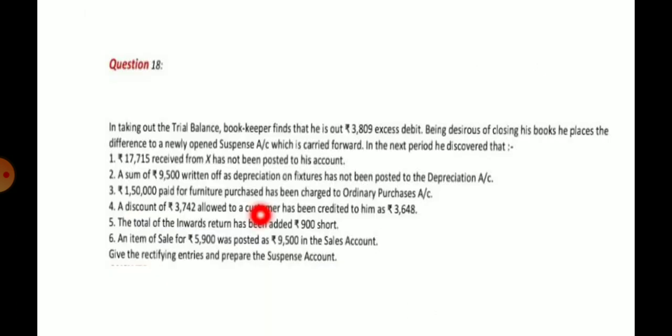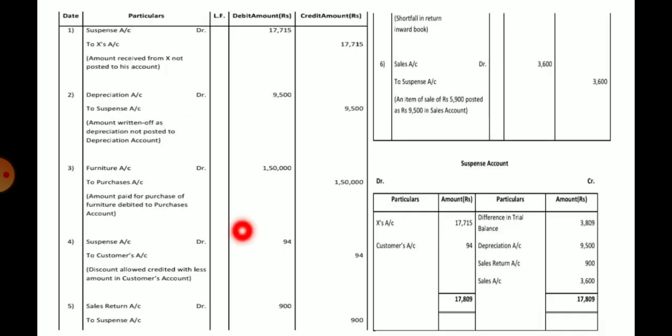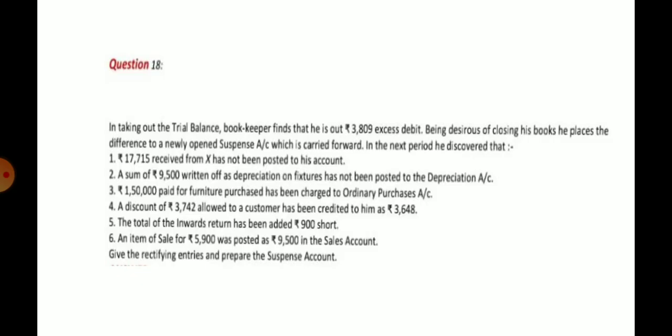Now the next entry will be a discount of 3,742 allowed to the customer has been credited to him as 3,648. So it is the expense for us. So it will be debited, but we entered into the credit side. So first of all we rectify this amount, where we enter this amount and the deficit will be cleared. So what will be the suspense account debit to customer? Only 94 rupees will be charged.